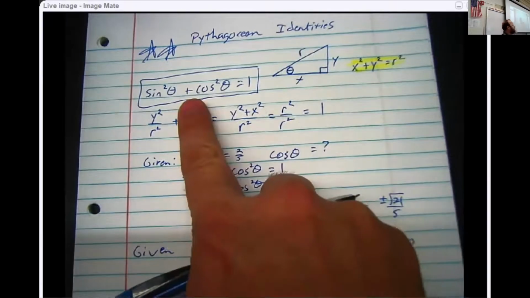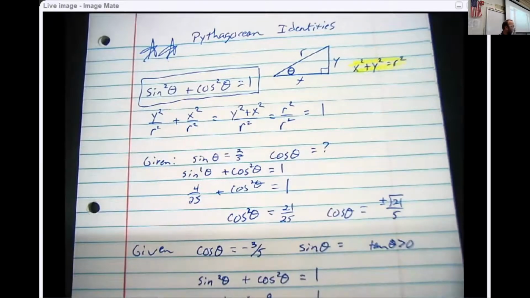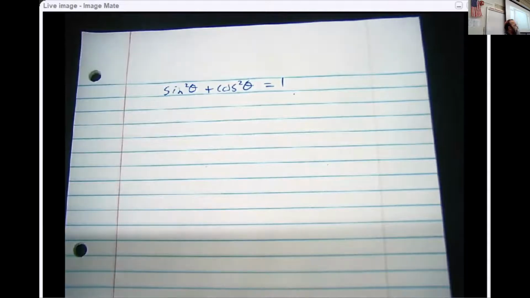Is this one pretty easy to memorize? Can you guys do that one? Sine squared plus cosine squared is 1. Okay, so here comes the other 2. I was pretty adamant about not memorizing more than I had to all the way through school, so I still to this day do the same thing. I memorize that one, and when I need the other ones, I do the same thing every time.